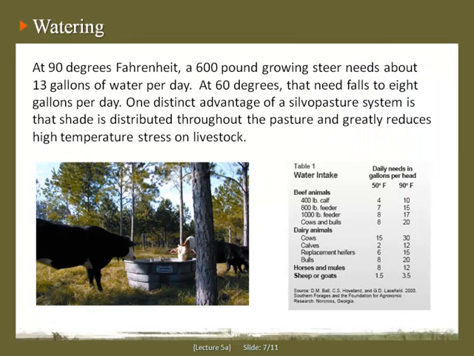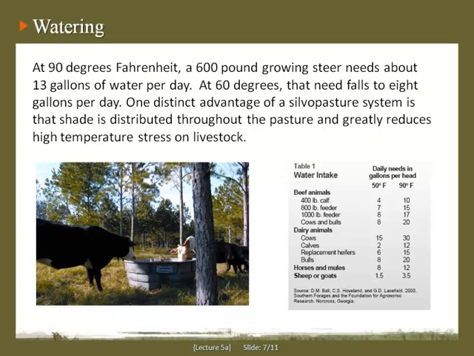Animals acquire water through drinking and from the moisture in the forage that they eat. As air temperature increases, water requirements also increase. This becomes especially critical as air temperatures exceed 77 degrees Fahrenheit. The need for available drinking water is compounded because forages become drier at higher temperatures. At 90 degrees Fahrenheit, a 600-pound growing steer needs about 13 gallons of water per day. At 60 degrees, that need falls to around 8 gallons per day.